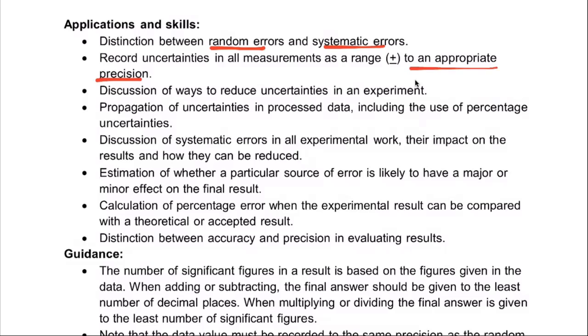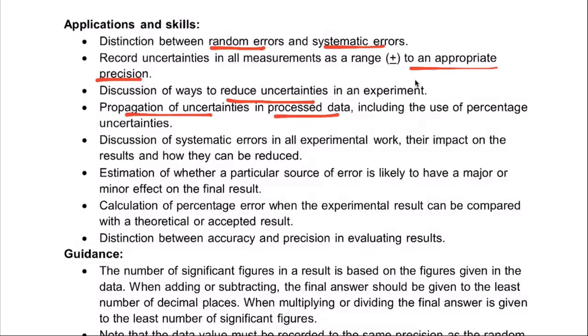Discuss ways to reduce uncertainties. That's your random errors. Propagation of uncertainties when you're doing calculations. So whenever it says process data, they just mean you're calculating something. You're taking the data you measured from your lab, and then you're processing it and calculating something with it, okay?